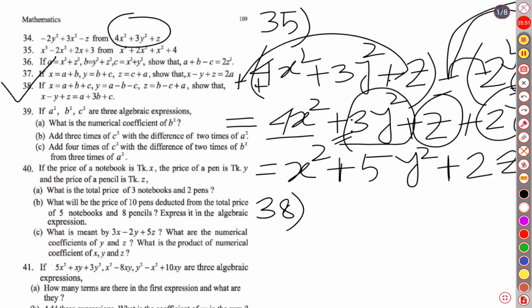Question number 38 says, if x is equal to a plus b plus c, y equal to a minus b minus c, z is equal to b minus c plus a, show that x minus y plus z equal to a plus 3b plus c. That means actually question and answer, both of them are given. We will just have to show the workings to prove it correct. So we will start with the question. Question is the left hand side and answer is the right hand side.